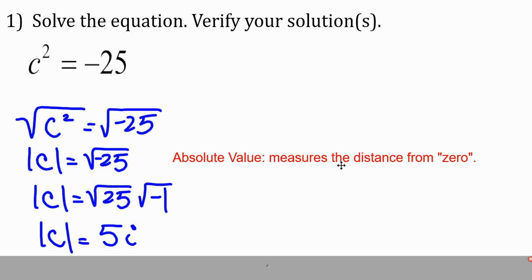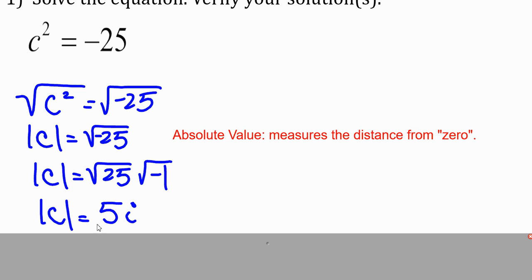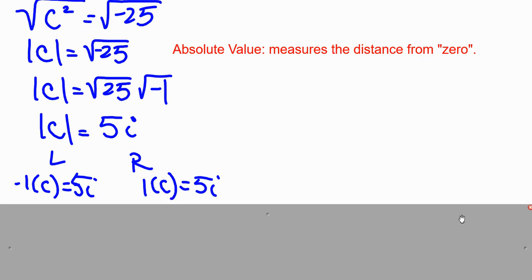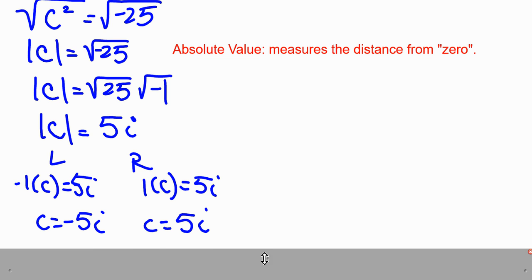But again, this is measuring the distance from 0, and you can go to the left and right of 0. For us, since it's an imaginary number, we're going on the imaginary plane, so kind of above your real number of 0 and below. So to show those two, we set up the equations just like we did before. -1 times that starting value of c equals that distance of 5i. And 1 times your starting value of c equals your distance of 5i. You undo each equation like you normally do. So on the left, you're dividing by -1. On the right, you're dividing by 1. And you have your two values for c, -5i and 5i.